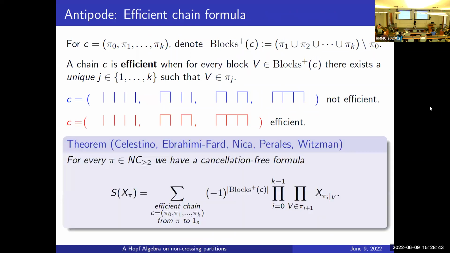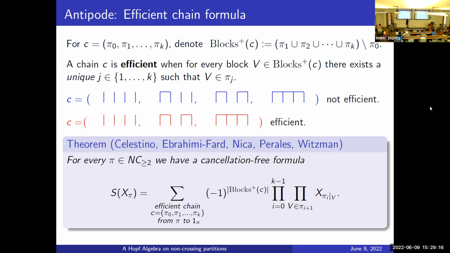So we found a formula which is a cancellation-free formula. This means I can give you an upgraded formula where all the monomials are not going to cancel. If two of them appear, they're going to appear with the same sign. So it's really a formula that you will be able to use more quickly than the other one. Okay, so this is in terms of an efficient chain.